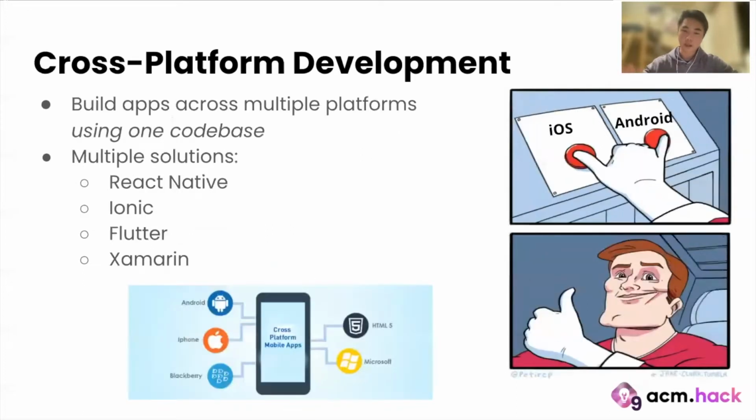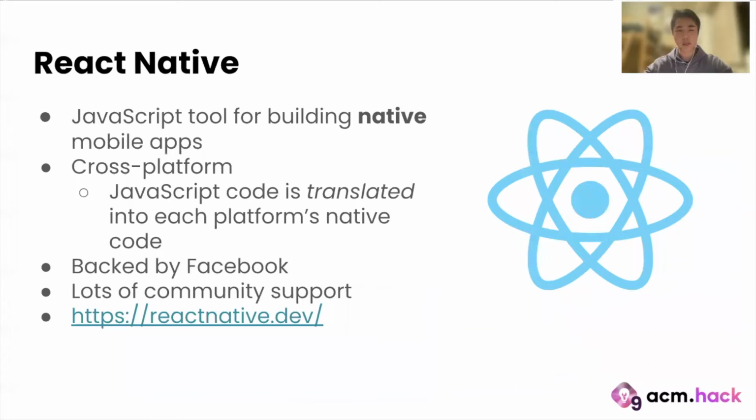So what cross-platform development does is it builds apps across multiple platforms using one code base. React Native is one example of this, but there's also other things such as Ionic, Flutter, and Xamarin. What these things do is they allow you to write the code once and then deploy it everywhere. So you could write the code once and use it for your iPhone, but you would see the exact same app on your Android phone. So much more convenient.